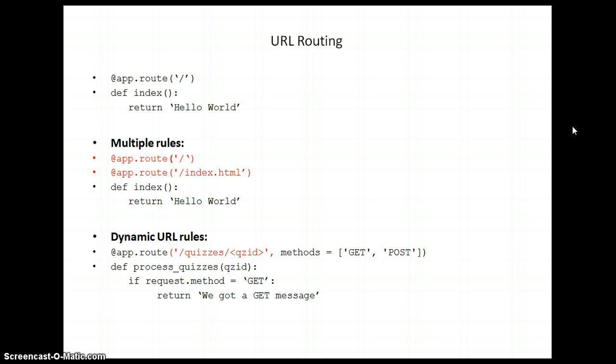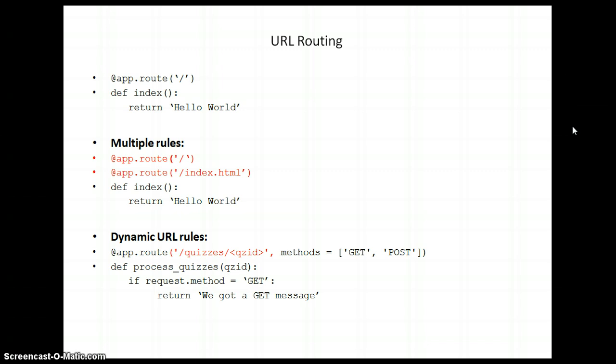We saw the example of a very simple URL routing where you were only routing a slash or any typical address to a function that you're defining inside your app. Here the / is being routed onto the function index and returning hello world. But you can also have multiple rules for a particular address, for example, www.something.com/ or www.something.com/index.html. If you want both of them to reach the same function, this is how you do multiple rules.